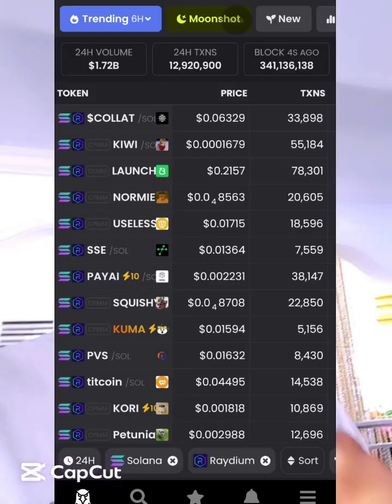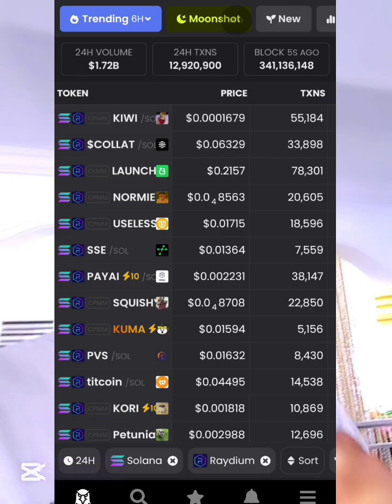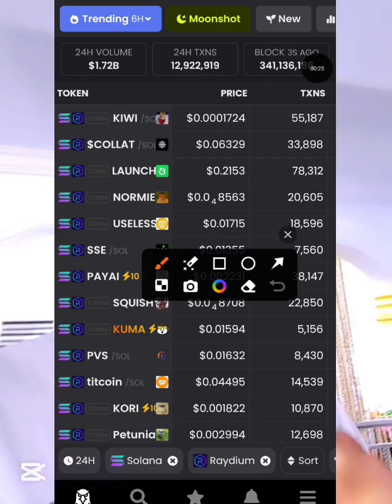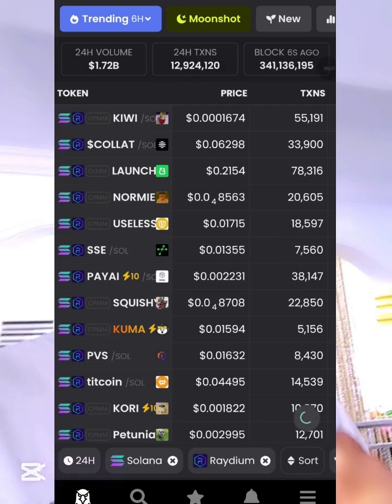So this is DexScreener. I'm not going to explain how to set up DexScreener again because I've done a video on this. Now, I'm going to choose a particular coin. Let's choose this one. So you simply click on it.